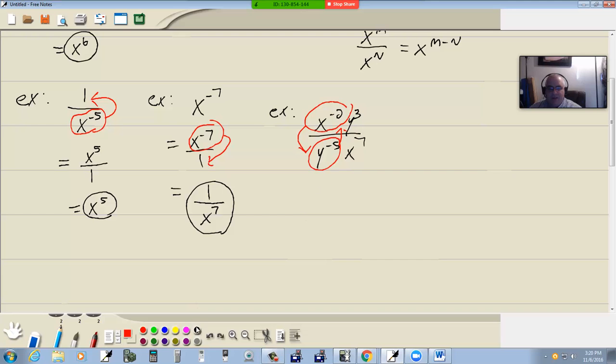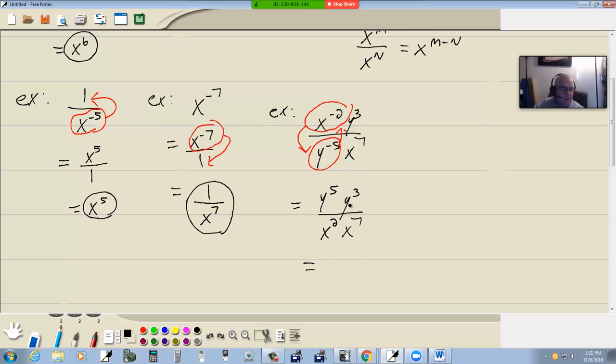And the y to the negative 5, I'll move up on top. Again, when you move anything opposite where it's at in a fraction, the sign of the exponent changes. The y to the negative 5 becomes y to the positive 5, y to the third. And the x to negative 2 becomes x to the positive 2, and x to the 7th.